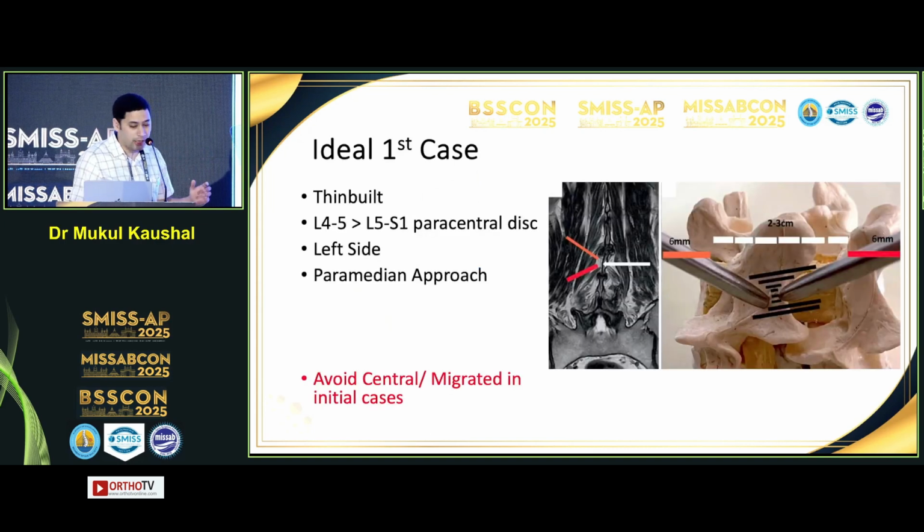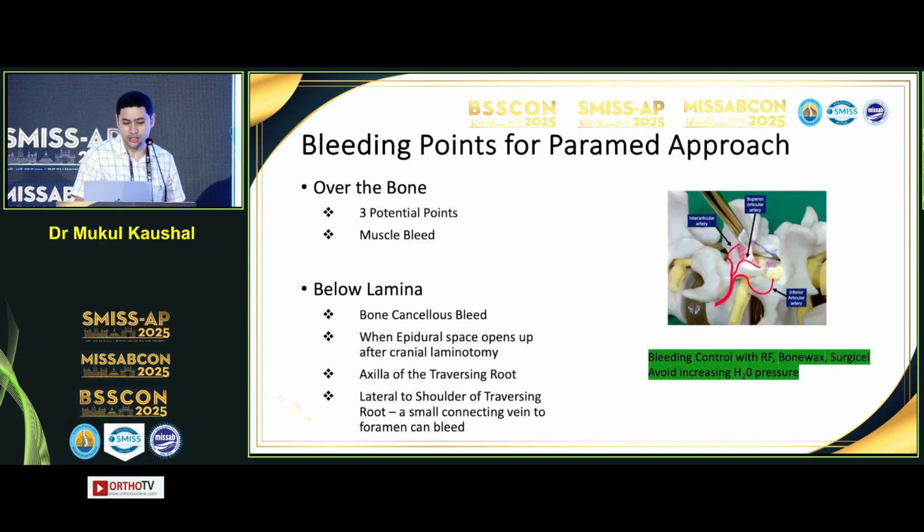Your ideal case should be a lean patient, preferably an L4-5 paracentral disc, because it's going to be dead straight down. Left side ideally for a right-handed surgeon, and an interlaminar approach. It's better to avoid a central or a migrated disc in initial cases.